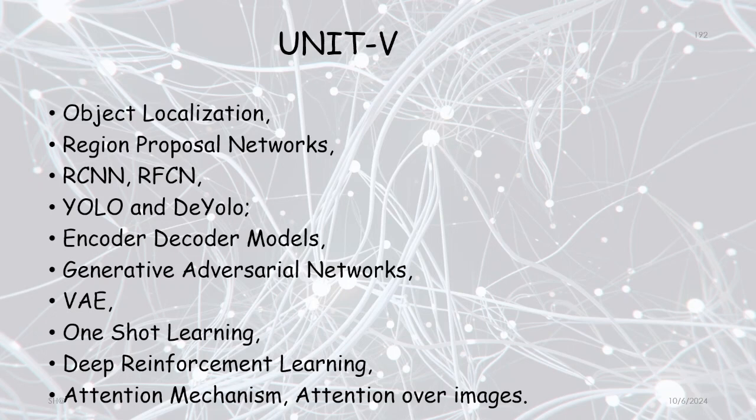Next one is VAE, which stands for variational autoencoders. They are also used for image generation and representation learning, and they are also often used in generative models. Then next we have one-shot learning. One-shot learning models can learn to recognize objects with only a few examples. That means when our data set is very small, even in those cases we can use one-shot learning.